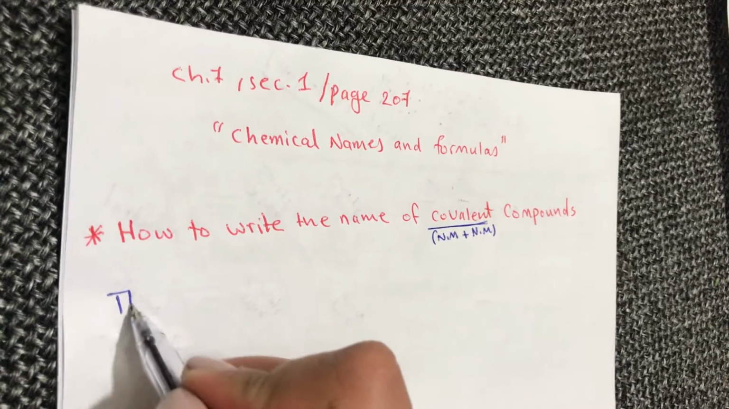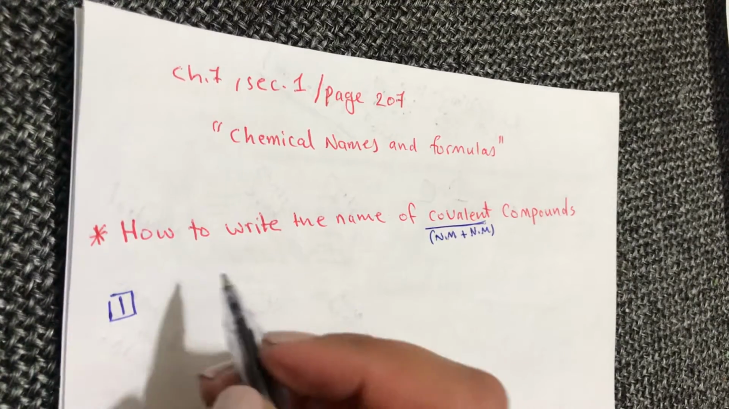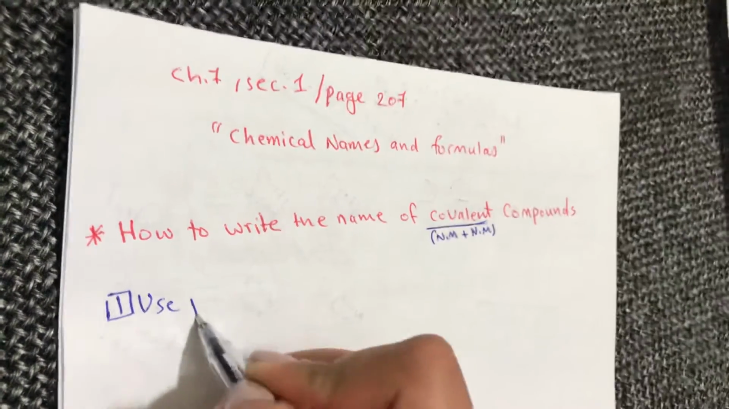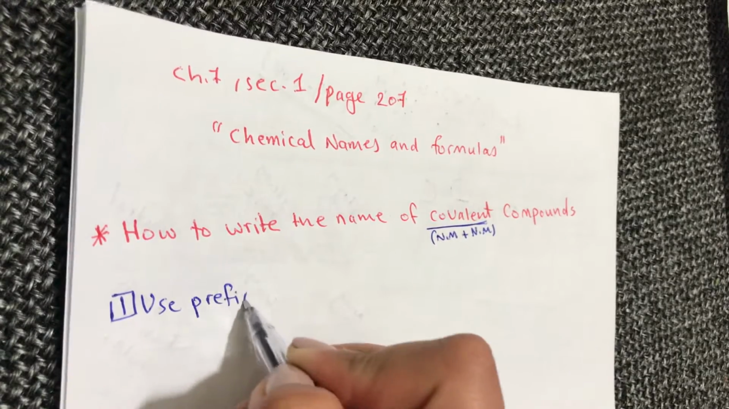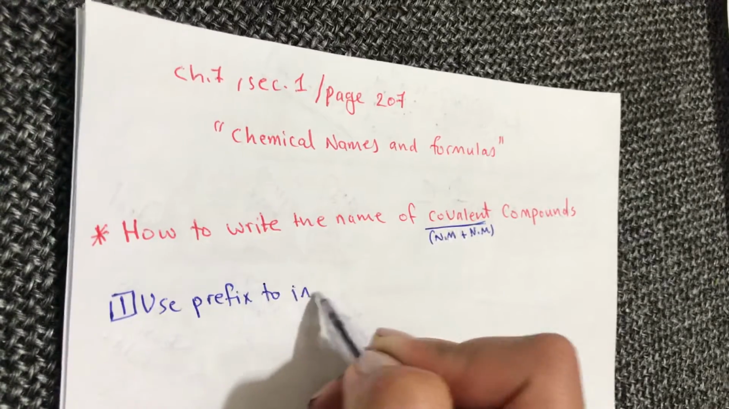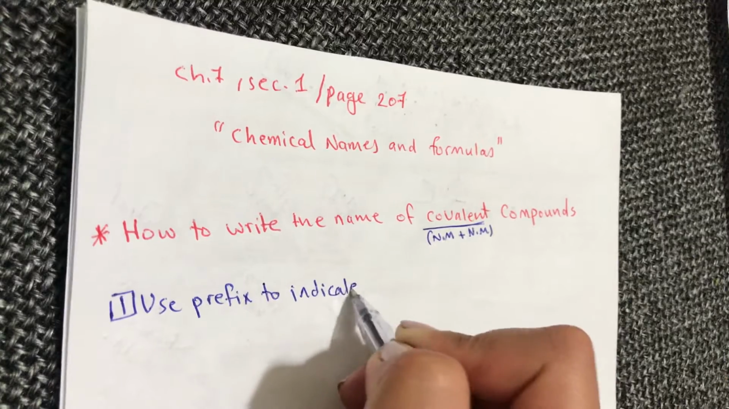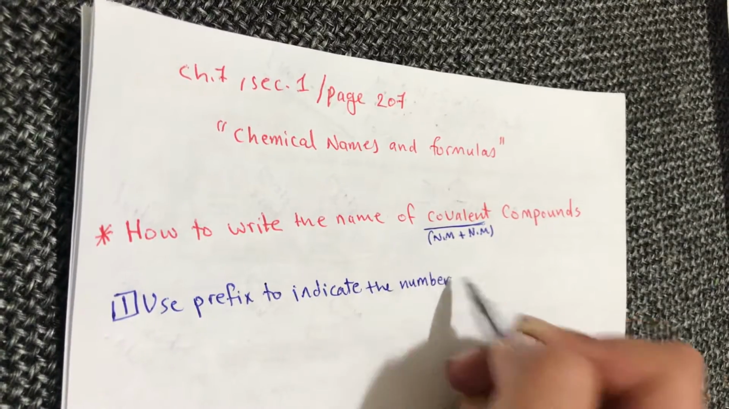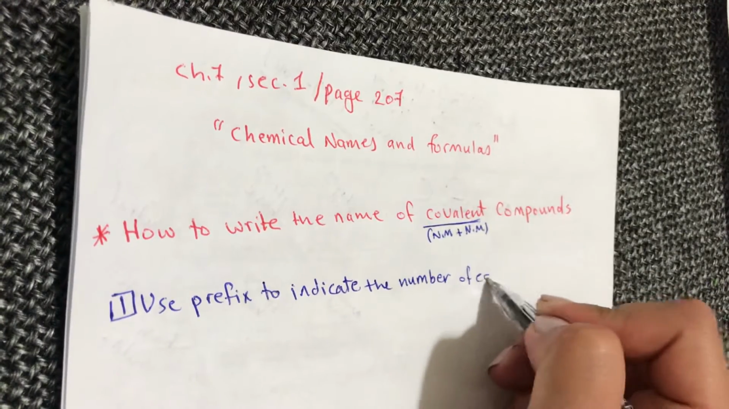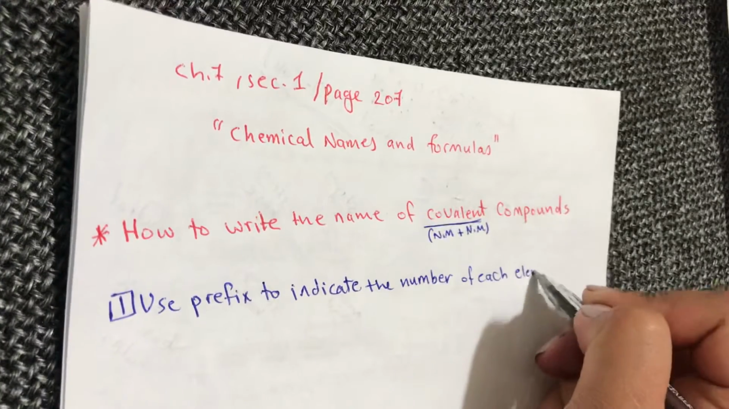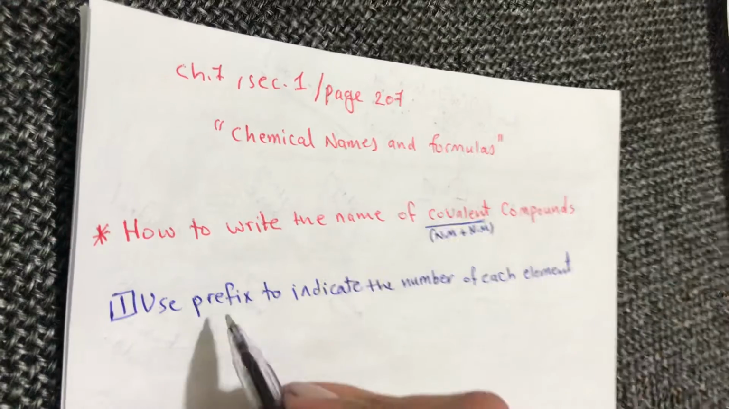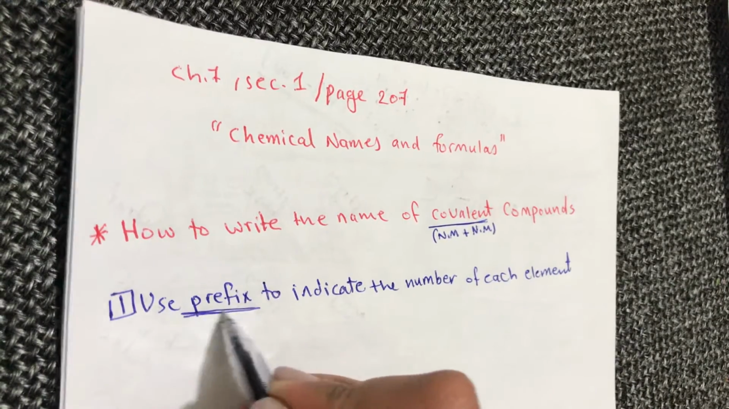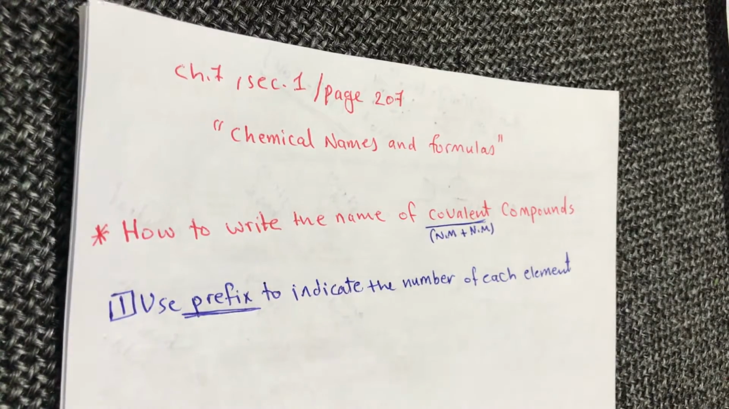Rule number 1, use a prefix to indicate the number of each element. Prefix means a word used before the name of the element.